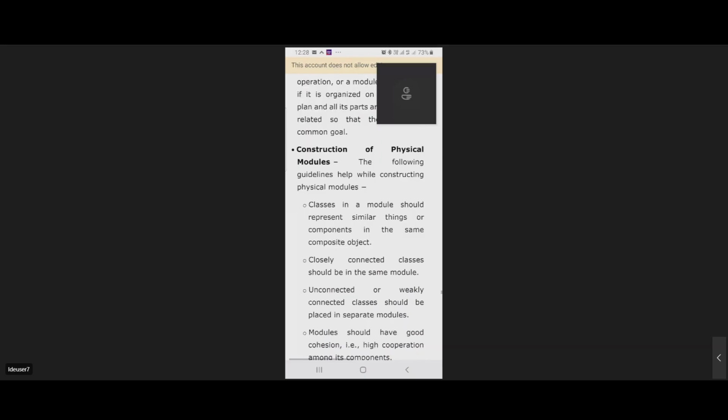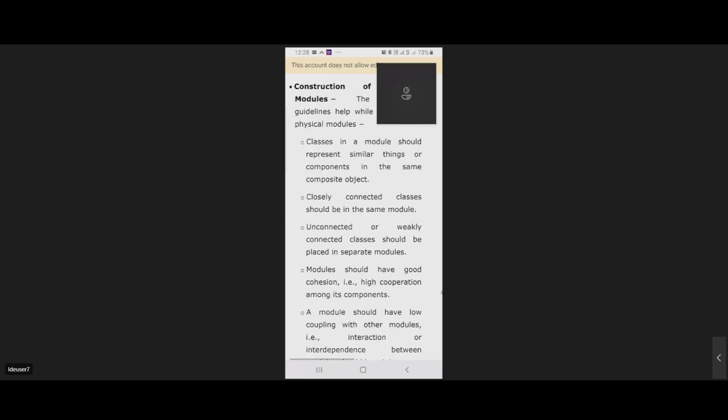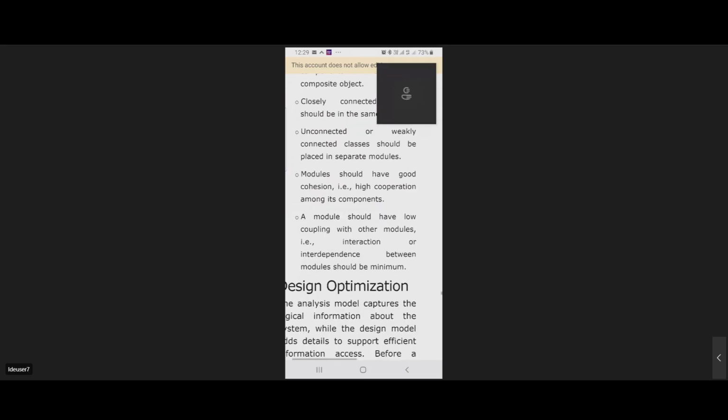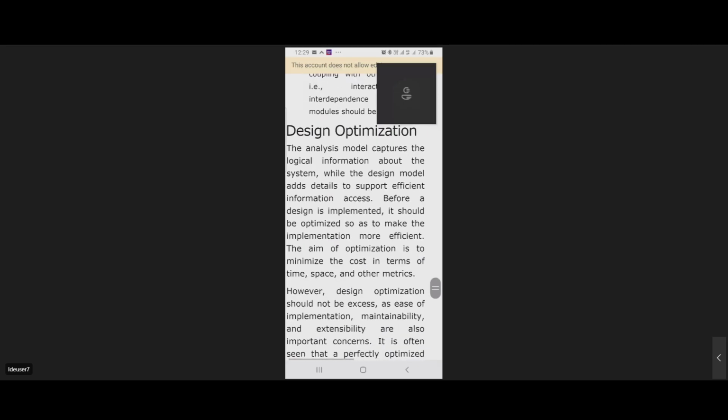The construction of physical modules. The following guidelines are used for constructing physical modules. Classes in a module should represent similar things or components in the same component. So closely connected classes should be in the same module. Unconnected or weakly connected classes should be placed in separate modules. Modules should have good cohesion, high cooperation among its components. The module should have low coupling with the other modules, that is, interaction or interdependence between modules should be minimal.